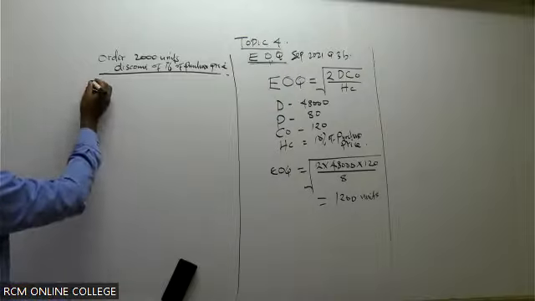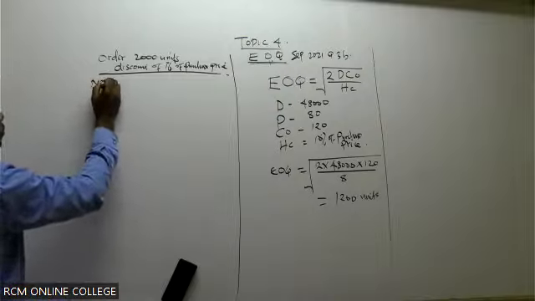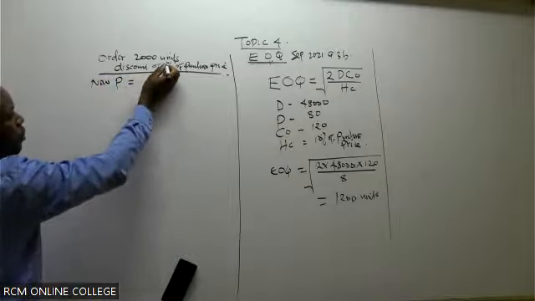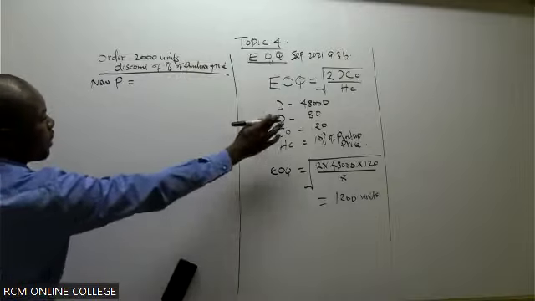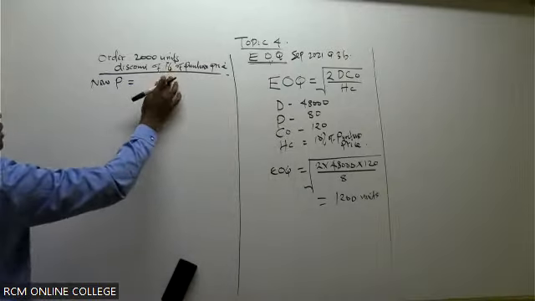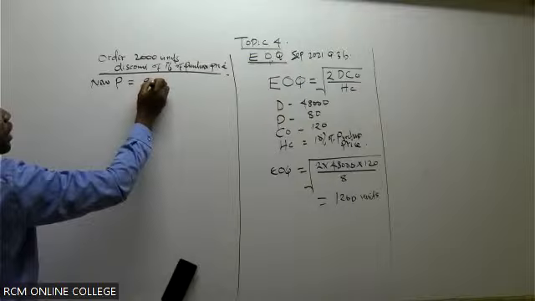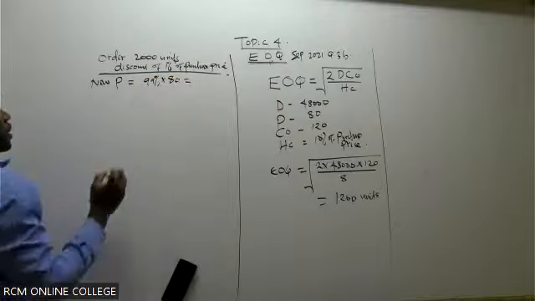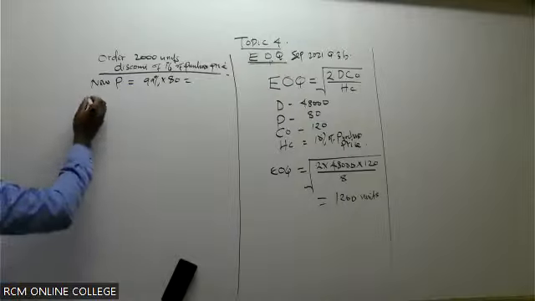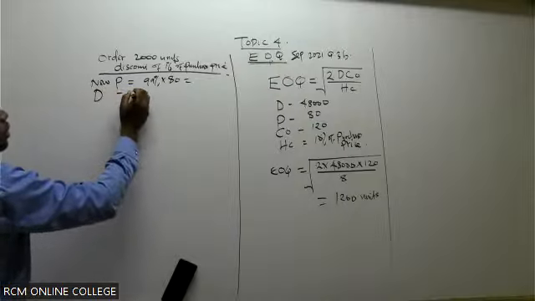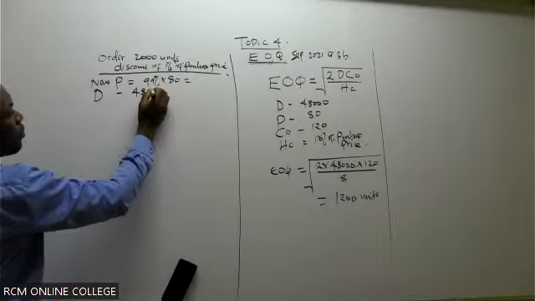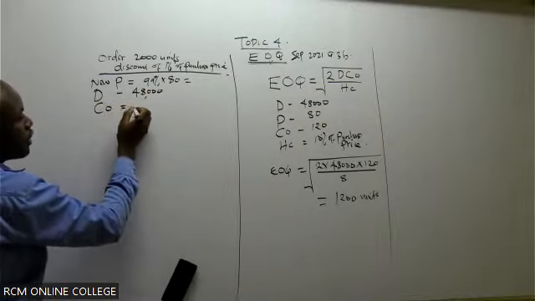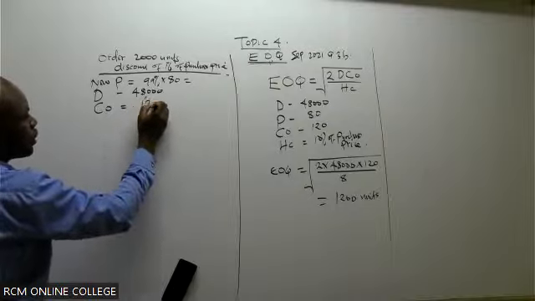So it means our new purchase price, our new P here, will be equivalent to: you are buying at 80, you are given a discount of 1%, so the new price will be 99% of 80. That is the new purchase price. Demand has not been affected. It is still 48,000. How about ordering cost? It has not changed. It is still 120.